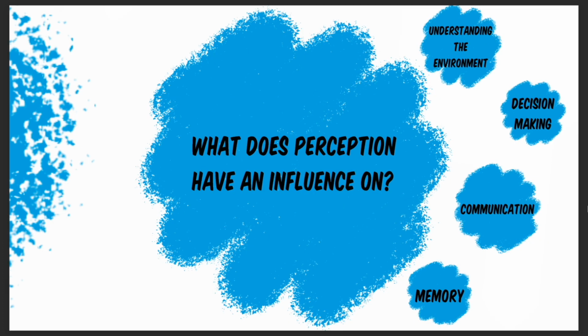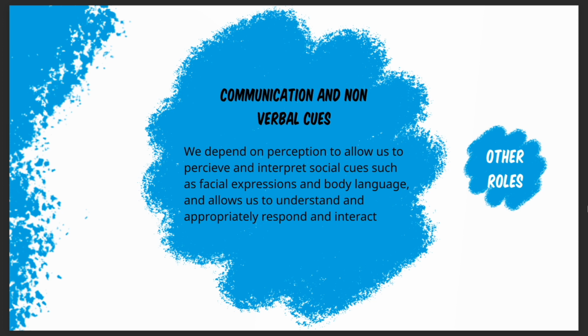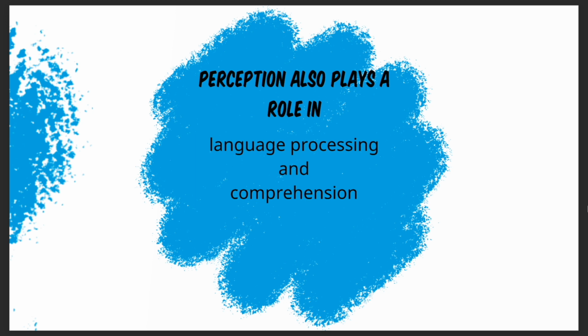The next thing perception has an influence on is communication and nonverbal cues. We depend on perception to allow us to perceive and interpret social cues. These include facial expressions and body language. And this allows us to understand and appropriately respond and interact during conversations or just our daily lives. Perception also has a few other roles in this sort of concept, and that's language processing and comprehension.